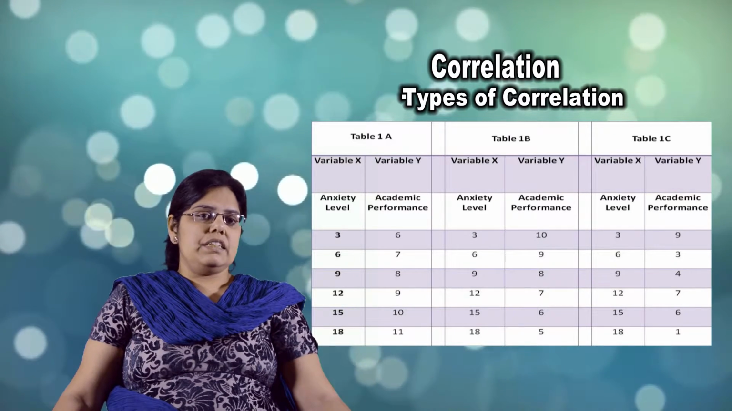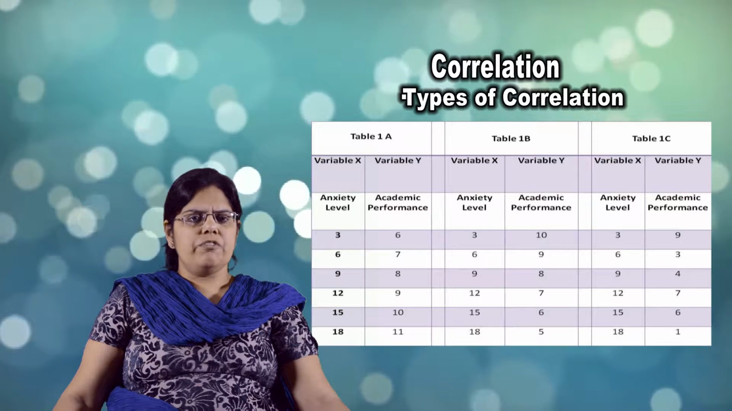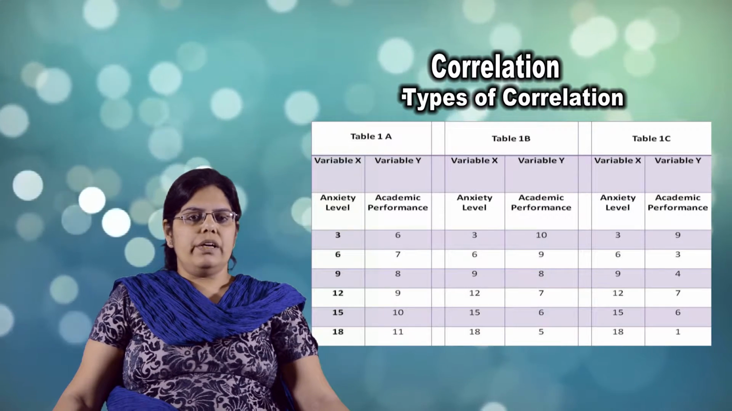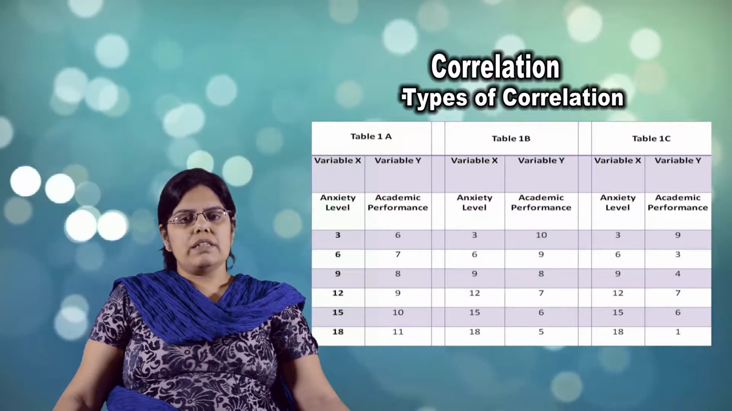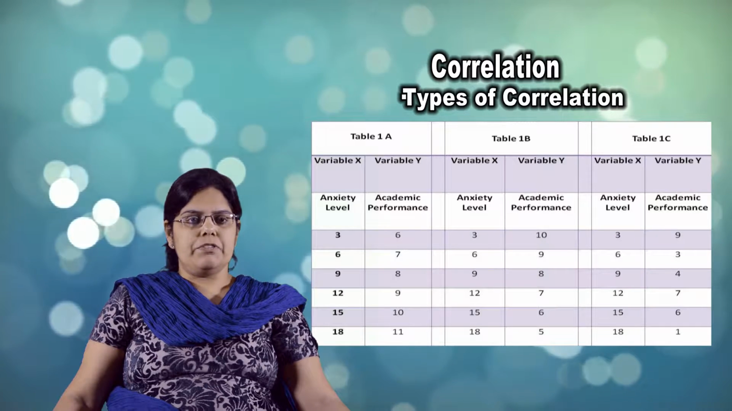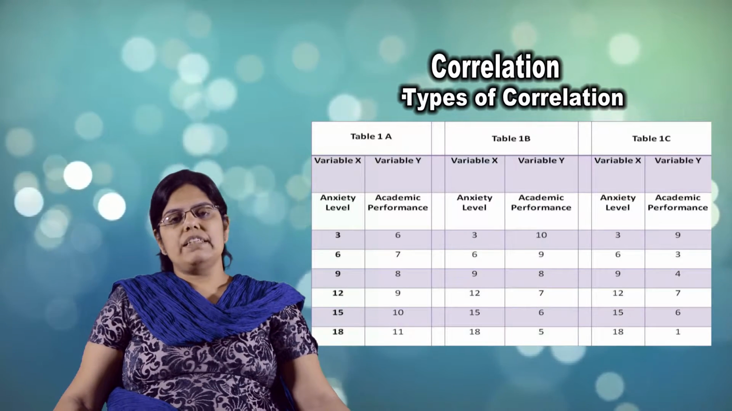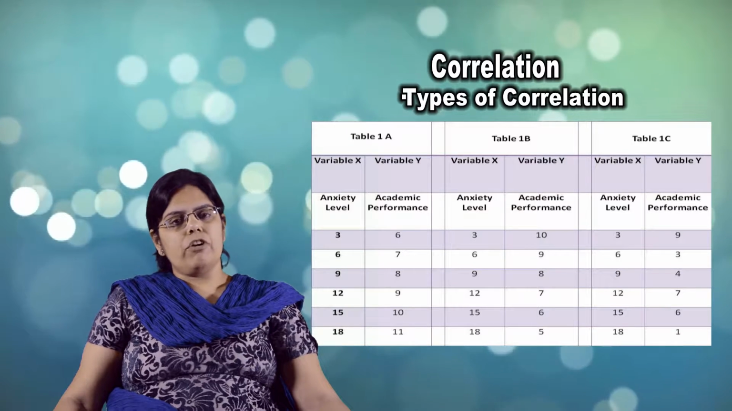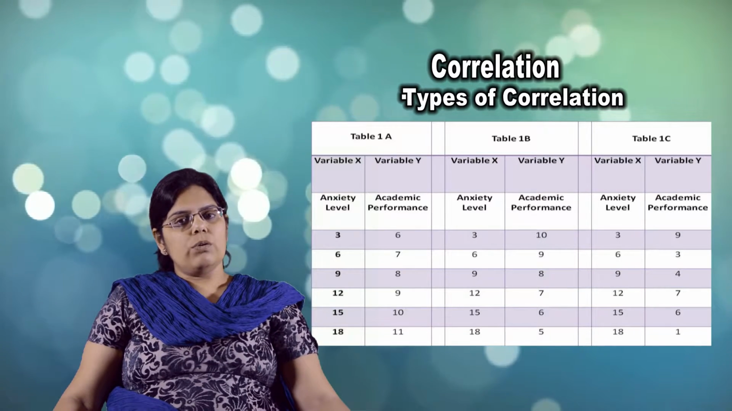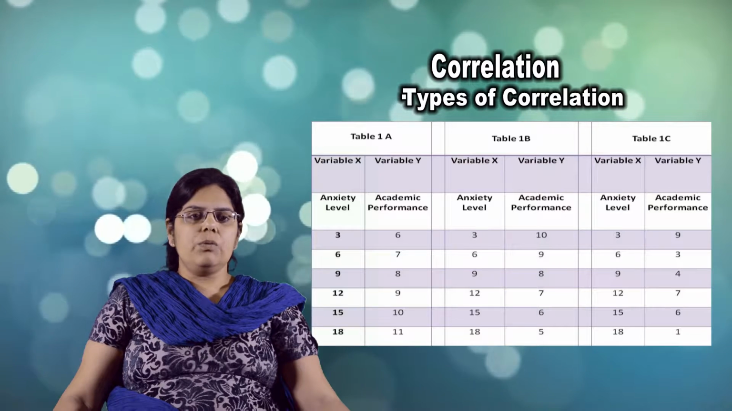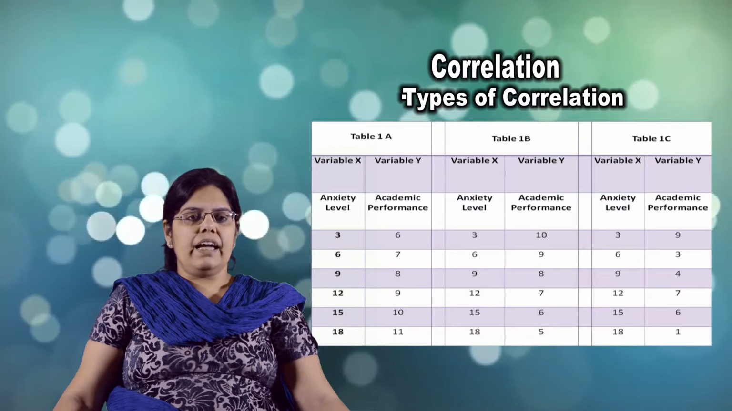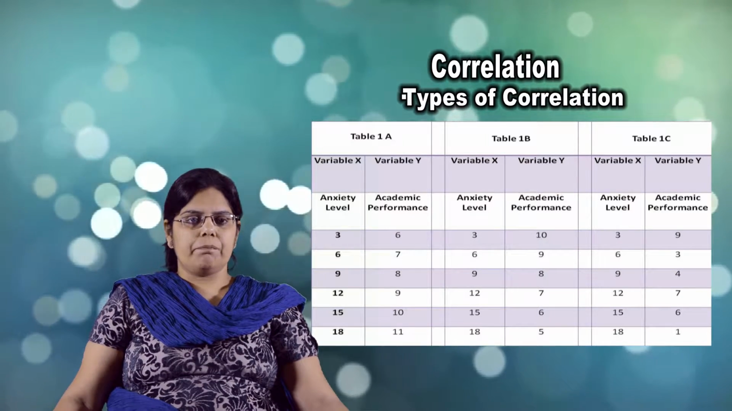Now consider the data given in table 1c, which depicts a zero correlation, meaning no consistent pattern of relationship between two variables of anxiety and academic performance. High and low values of x are equally paired with both high and low values of y.